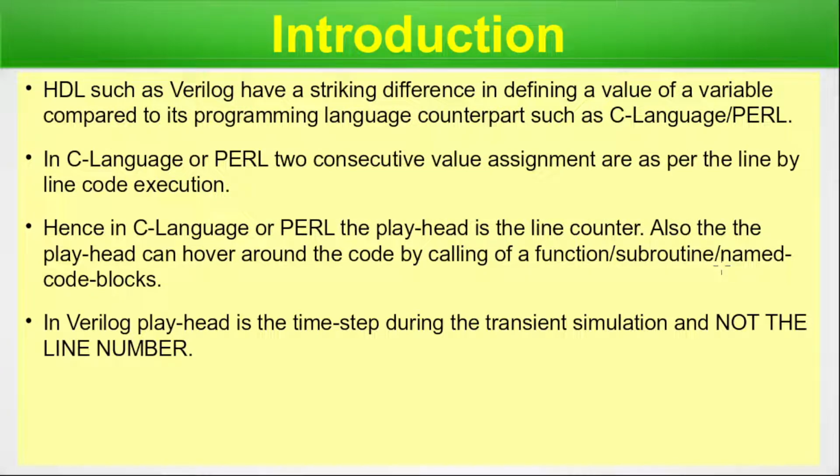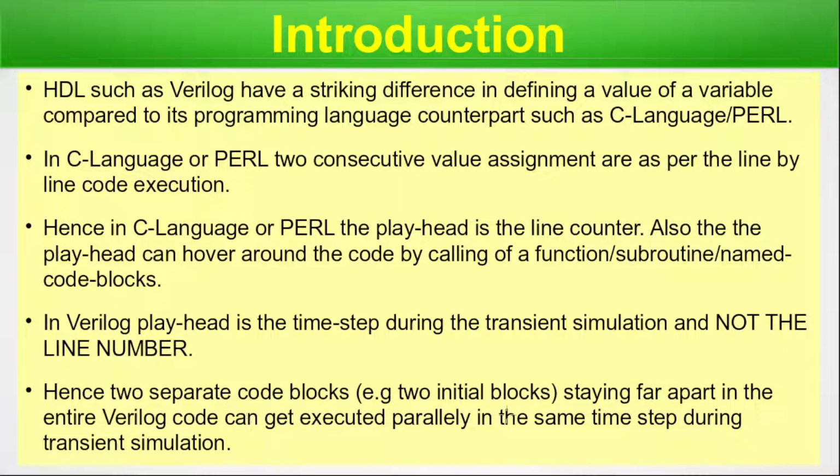In Verilog, we do have the named code blocks. We'll cover it in some other episode. However, in that case, the jumping will happen inside the code and jumping back to the original point of execution will also happen. Hence, two separate code blocks, like two initial blocks, which you can easily write, staying far apart in the entire Verilog code can get executed parallelly.